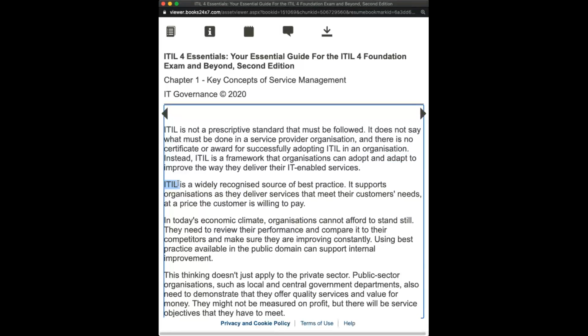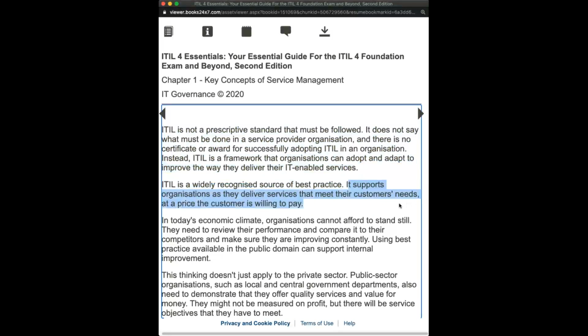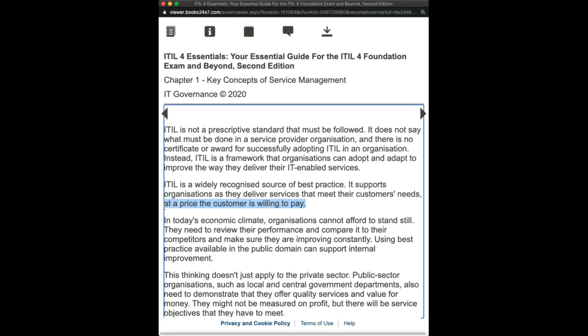ITIL is a widely recognized source of best practice. It supports organizations as they deliver services that meet their customers' needs at a price the customer is willing to pay. As you may know, we tend to have a lot of free apps, but there are mostly subscription-based models where people pay a premium, monthly or as a one-time payment, to get the services.